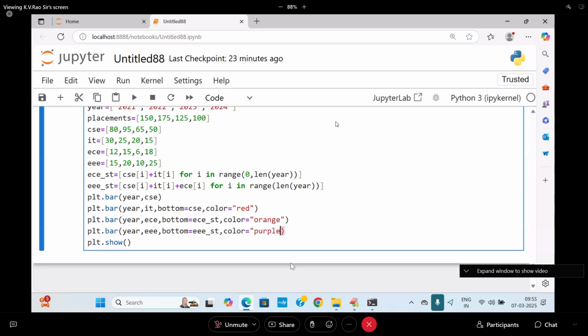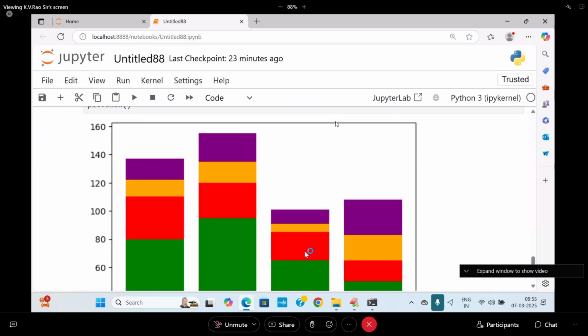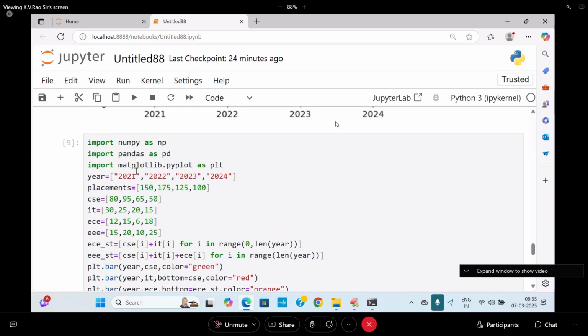So there I will write it. Color is equal to green. I'll just go for like this. So try color is equal to, here I need to write like this. So I think you are getting those colors something like this. Now I need to go for legends also. I want to go for it.